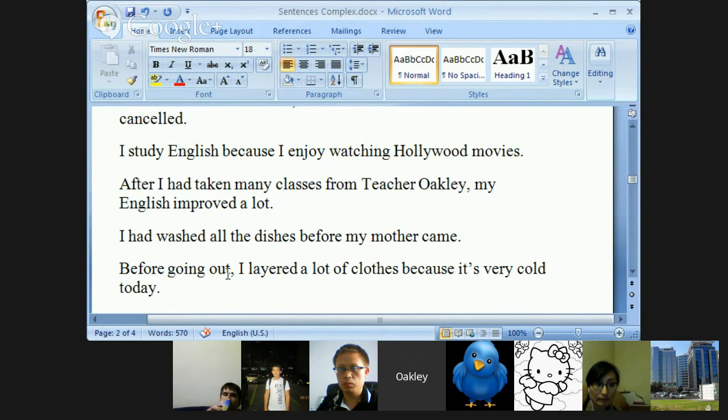Before going out, I layered a lot of clothes is Heidi's independent clause. So she's got a couple things going on. Because it's very cold today is obviously a dependent clause with the subordinator because. But look here, she also has before going out. This is not a problem. In fact, it is quite common.